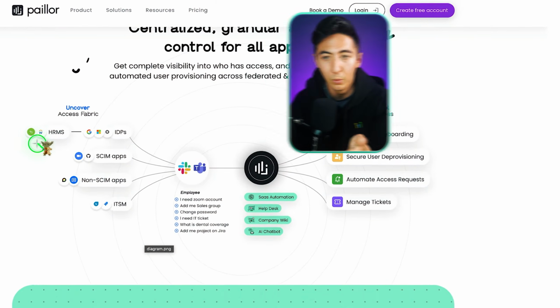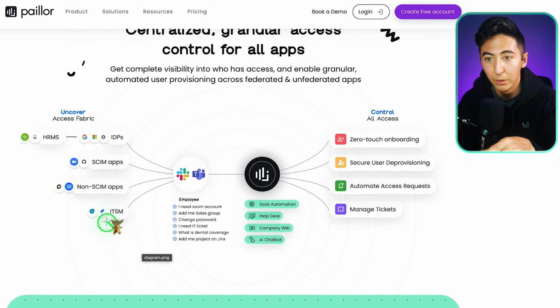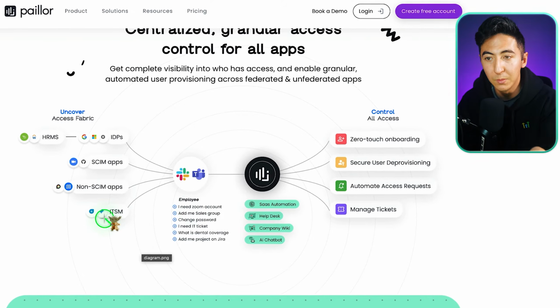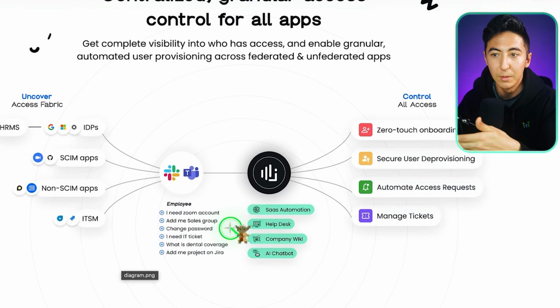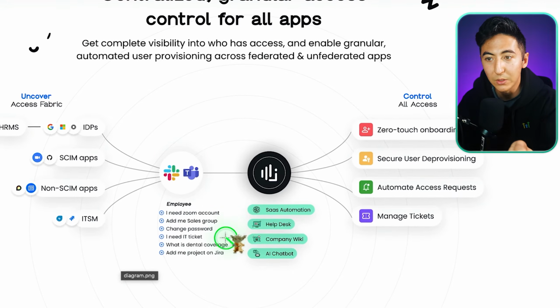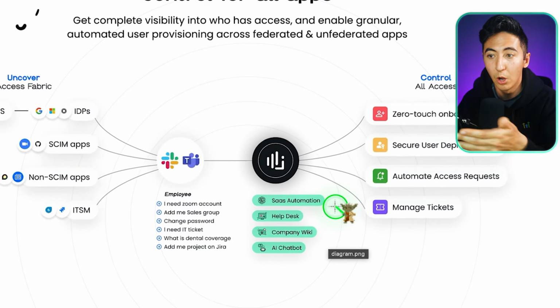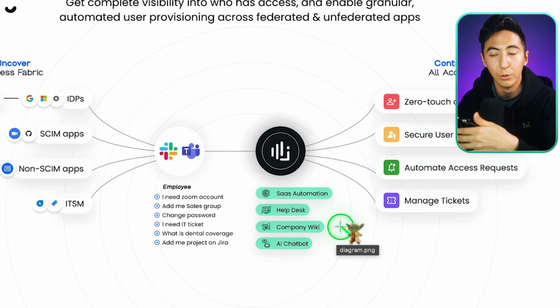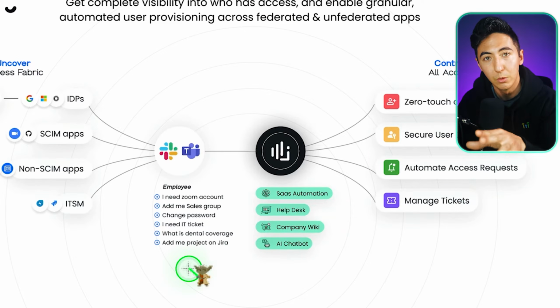So you can see how Paillor can work. You have a bunch of different departments that are using different tools like Google and Microsoft, or they're using specific type of IT management software. And then you have all your employees that are going to be requesting information. So maybe somebody says, I need a Zoom account, or add me to the sales group, or I need to change my password. And what Paillor can do is it can take those questions or requests and then select either an automation or allow them to be able to go through the help desk or access a company wiki or speak with a chatbot to answer those specific questions.